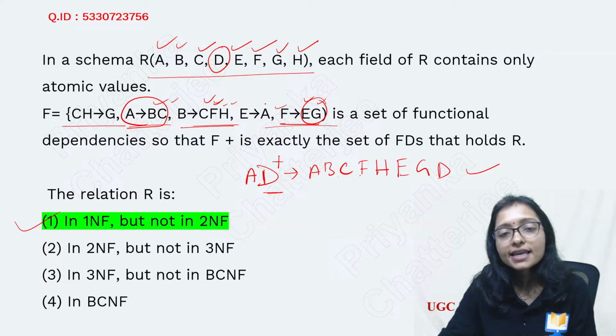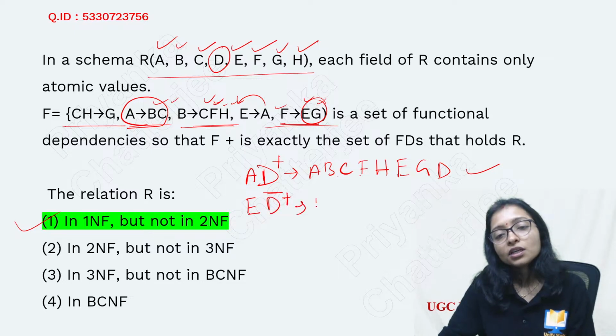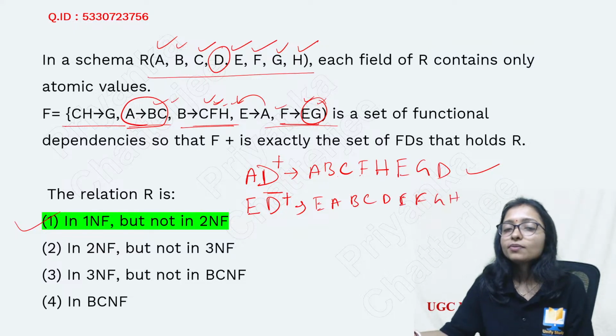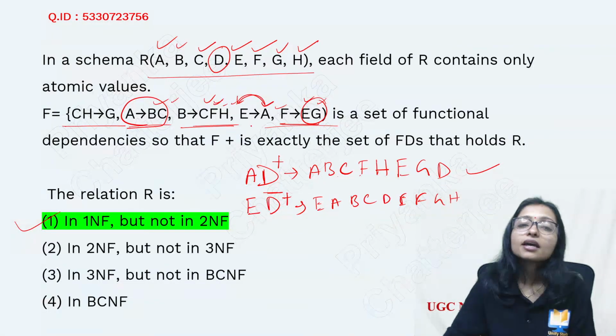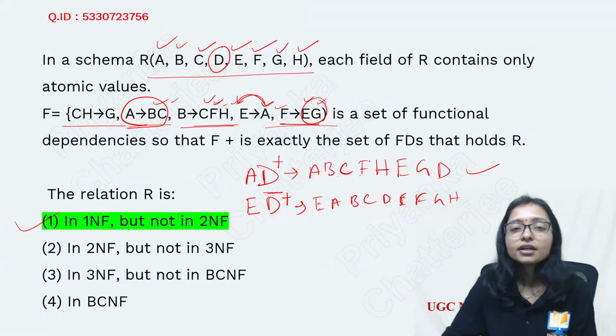I can see A can determine E, E can determine A. So replace A with E, ED closure. You can get E, A, B, C, D, E, F, G, H. Everything will come automatically, because as E is able to determine A, automatically the others are coming.